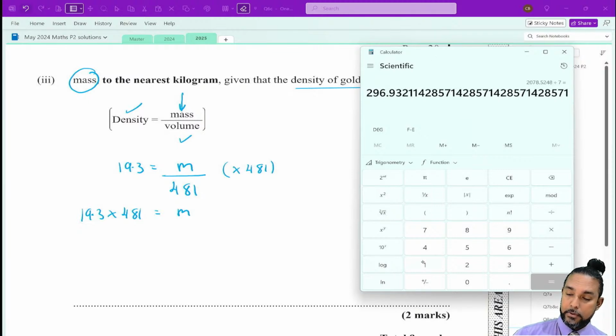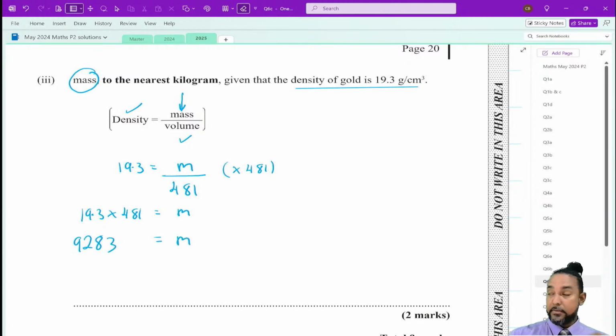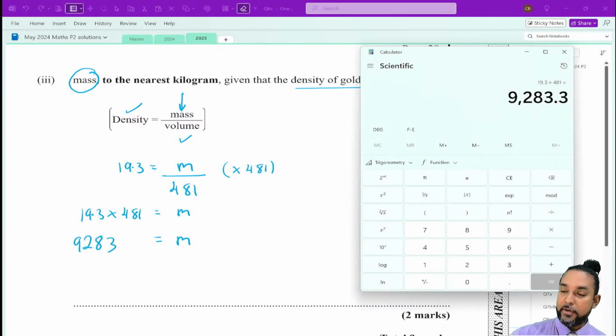So 19.3 by 481. Right, so that's actually a very good thing, thanks for pointing that out. So we get here, what, 9283? That's equal to the mass. Yeah, 92.93. Oh, 0.3, sorry, yeah. Thank you very much.